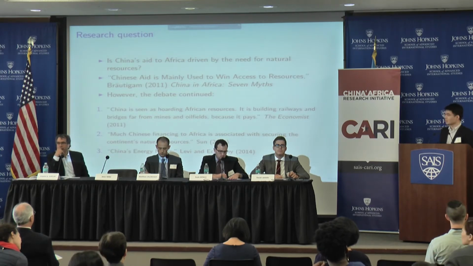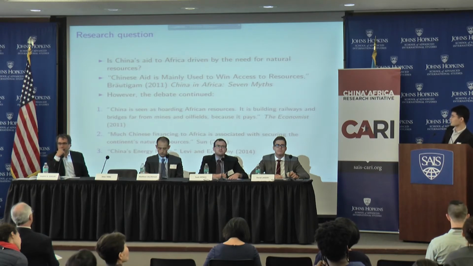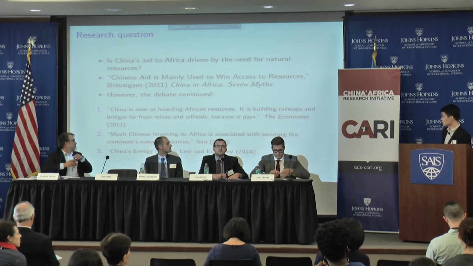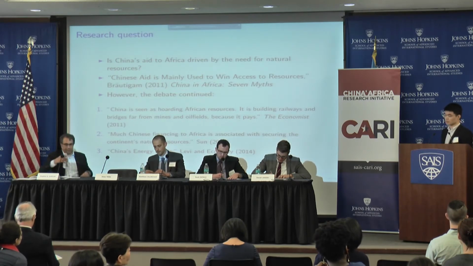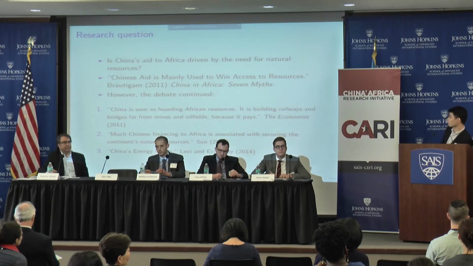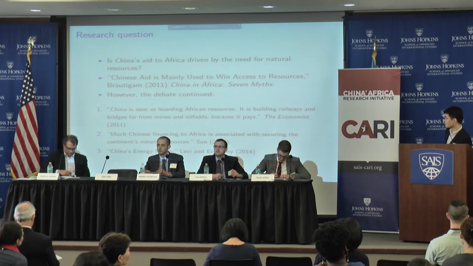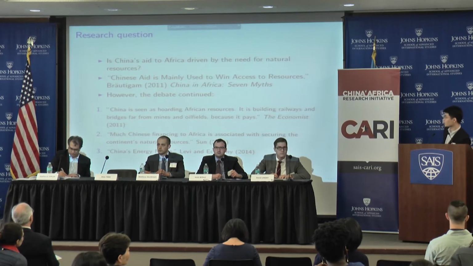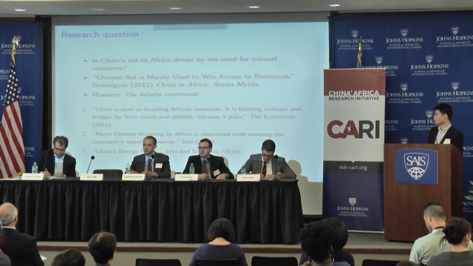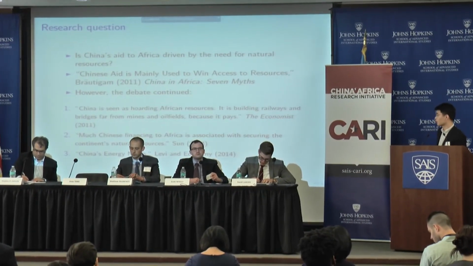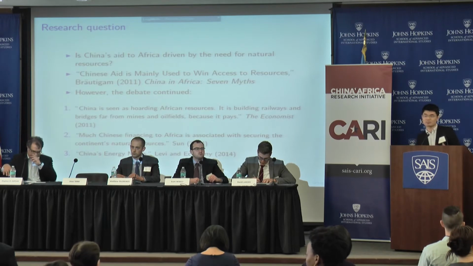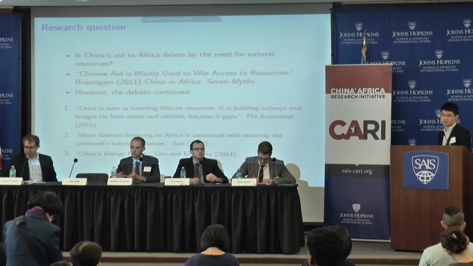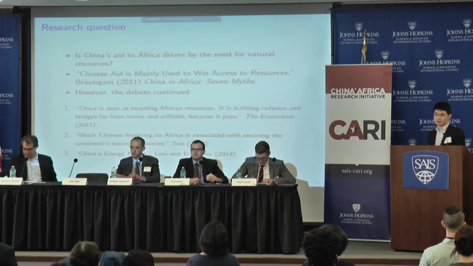However, the debate didn't stop there. Two months after the publication of this article, The Economist published one which still claims that China is holding African resources. China is building roads and bridges even far from the oil fields because it pays. And scholar Sun from Brookings also finds that much of Chinese financing to Africa is associated with securing the continent's natural resources. In the book by Lardy and Economy, they also argue that energy needs are behind Chinese aid in Africa. So it seems there's still a need to investigate whether natural resources are really the driving force behind Chinese aid in Africa.